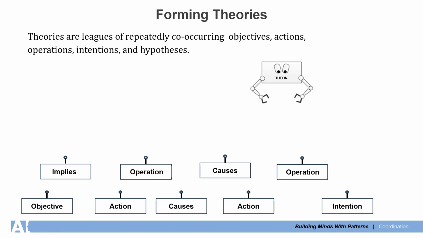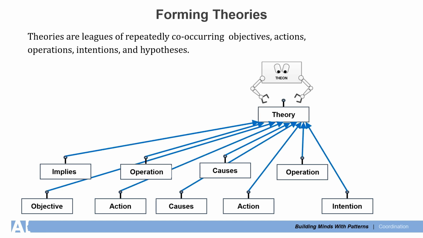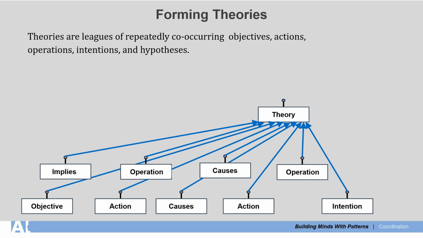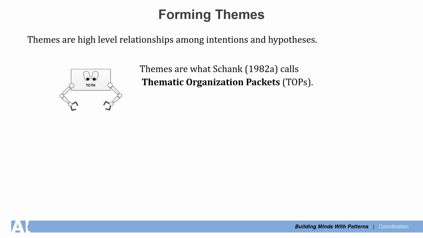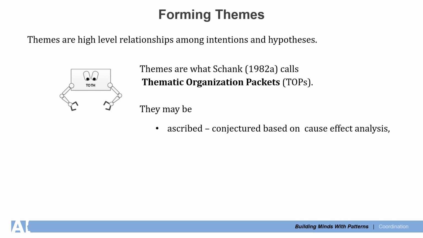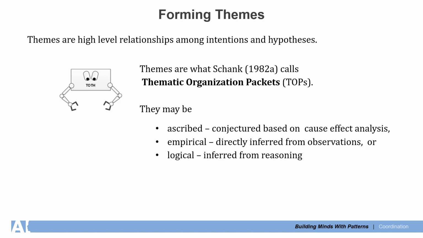Forming theories. Theories are leagues of repeatedly co-occurring objectives, actions, operations, intentions, and hypotheses. Themes are high-level synopses among intentions and hypotheses. Themes are what Schank calls thematic organization packets. Themes can be useful for projection. They may be ascribed, which is conjectured based on cause-effect analysis. Empirical means directly inferred from observations. Or logical means inferred from reasoning.